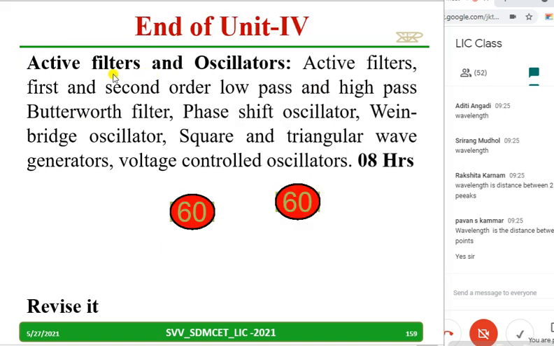We have completed this unit 4. Active filters we have discussed. Active filters, passive filters we have discussed. First order, second order, low pass and high pass Butterworth filter. The design we have discussed. Frequency scaling we have discussed. Phase shift oscillator, circuit diagram, waveform. Before going to the phase shift oscillator, we have discussed oscillators, oscillations, underdamped, damped. A lot of discussion we had done, even though it is not in the syllabus, we have spent a lot of time to discuss that. And then we have discussed the Wien bridge oscillator, square wave and triangular wave generators. Just now we have discussed a voltage controlled oscillator.